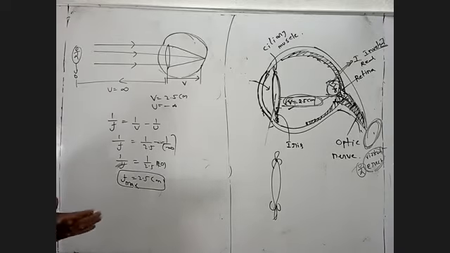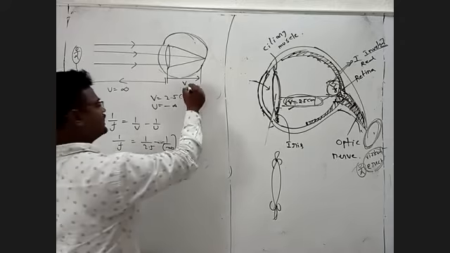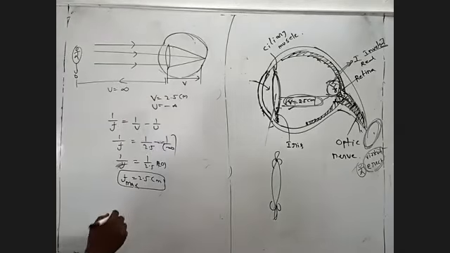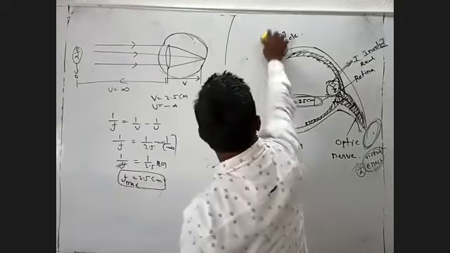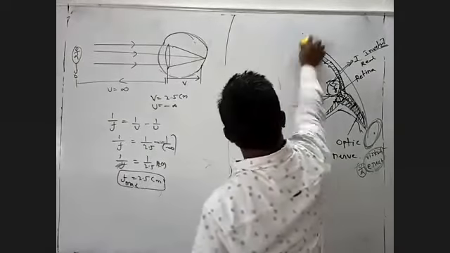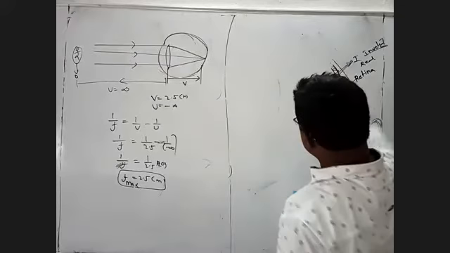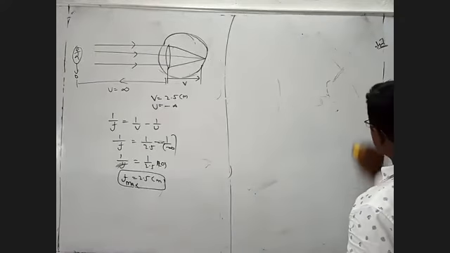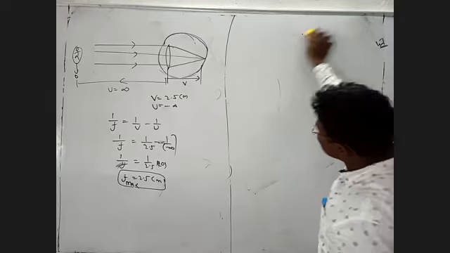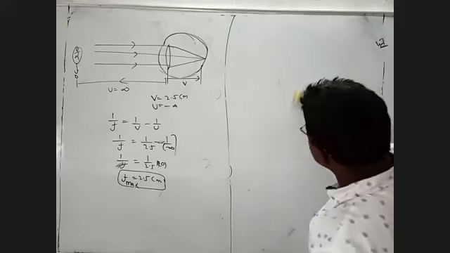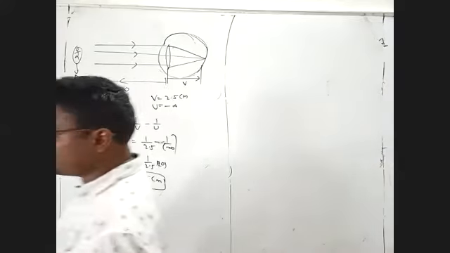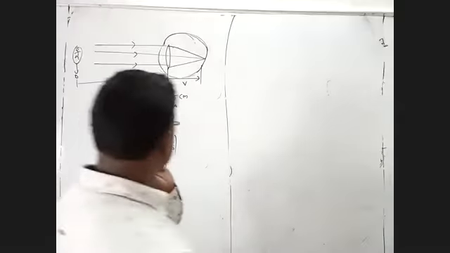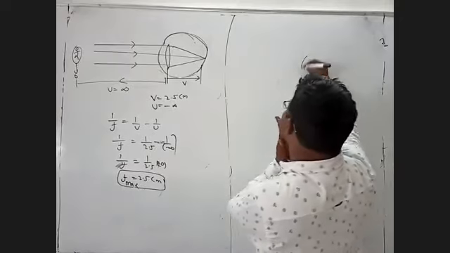This is the maximum focal length. Next, the minimum. This is the limit of the eye lens. The focal length of the convex lens can decrease or increase. The maximum focal length is 2.5 centimeter, and this is the lens.